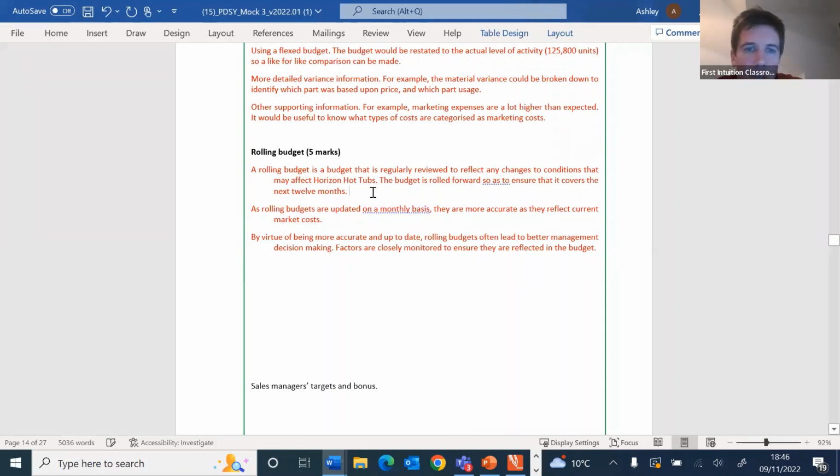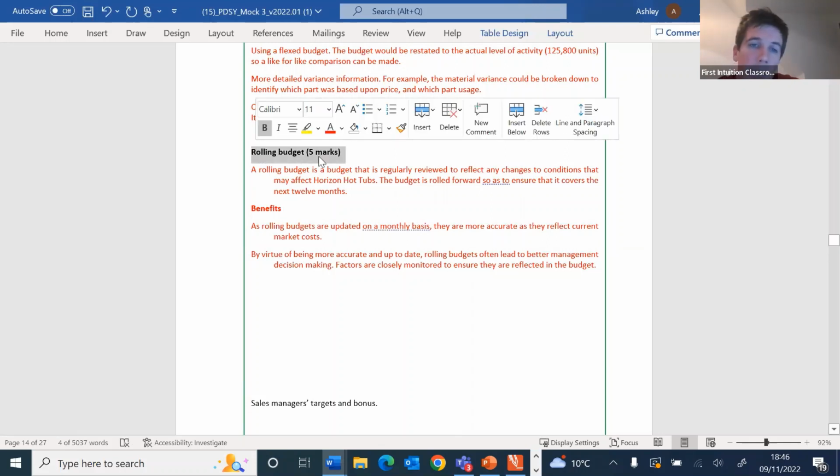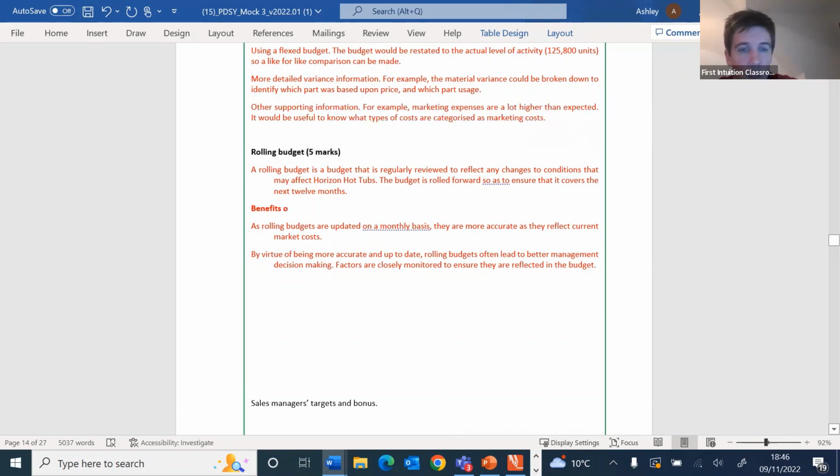What I probably should have done is made it abundantly clear to the marker that I'm providing the benefits here. So one thing I didn't mention directly actually is that you can use, and I'd recommend you use, even if some of them are given here, headings. So something like that. What I want to do with an evaluation, as I've mentioned already, is come up with some issues. Okay. So there might be certain problems associated with rolling budgets.